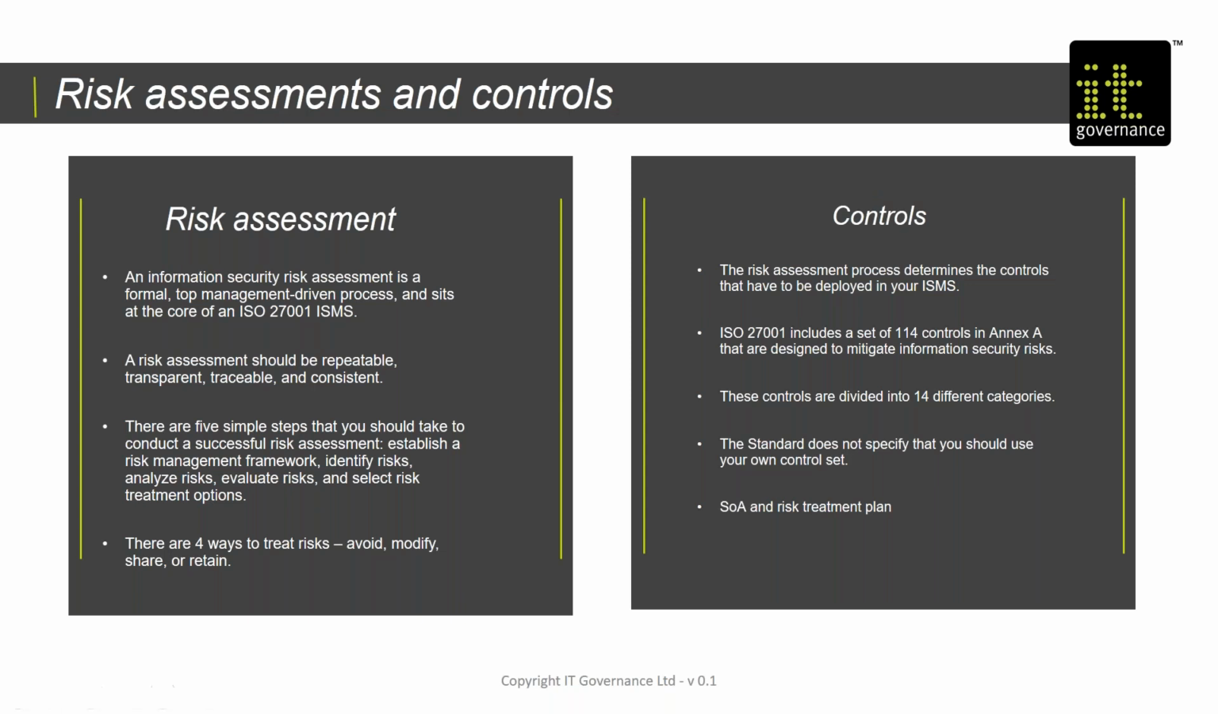Let me just talk a bit more about risk assessments and controls. The information security risk assessment really is the core of the ISMS, and the risk assessment should be repeatable, should be transparent, and should give consistent results. There are 5 steps to carrying out a successful risk assessment. The first is to create a risk management framework, then to identify the risks, to analyze them, to evaluate them, and then to select the risk treatment options.